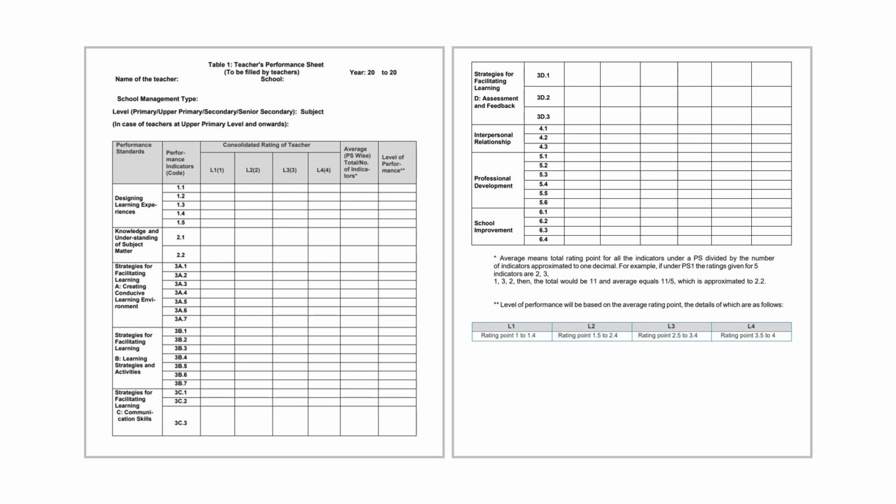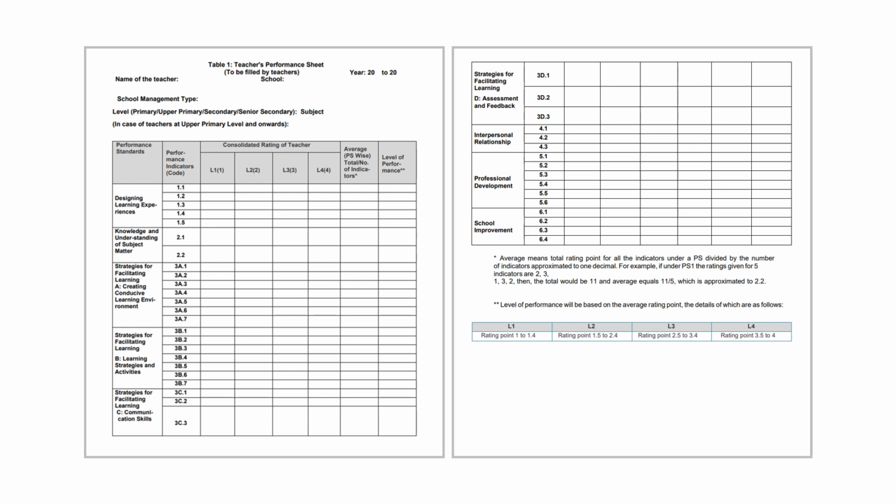For levels, the teacher has to put a tick mark whether the teacher belongs to the primary, the upper primary, the secondary, or the senior secondary level. And the teacher has also to mention the subject taught by him or her.